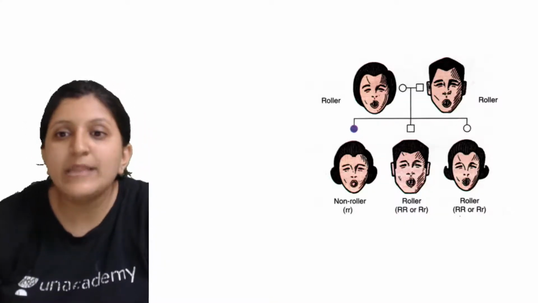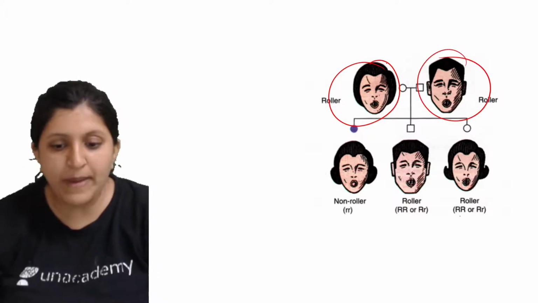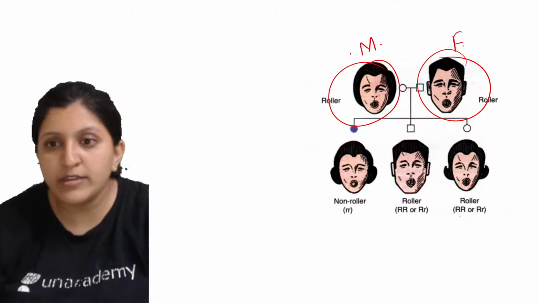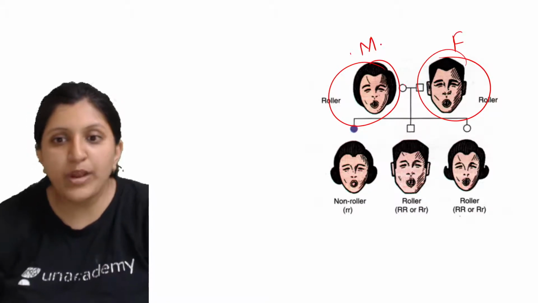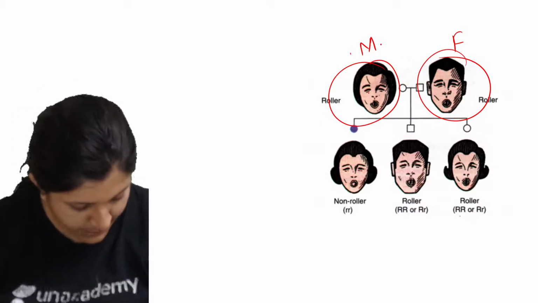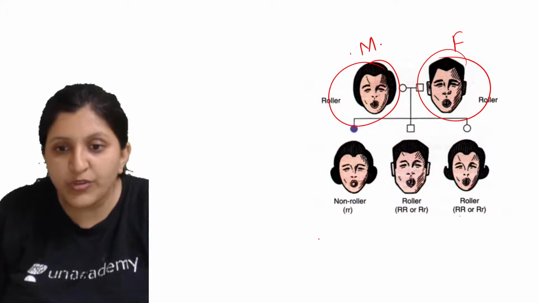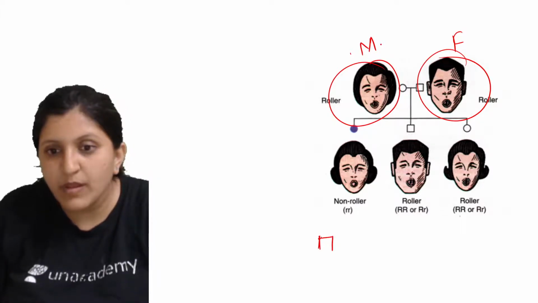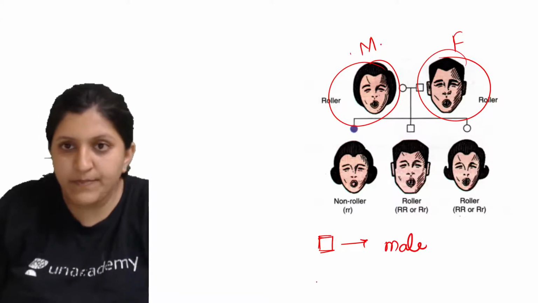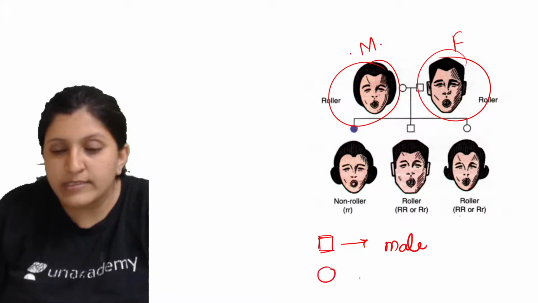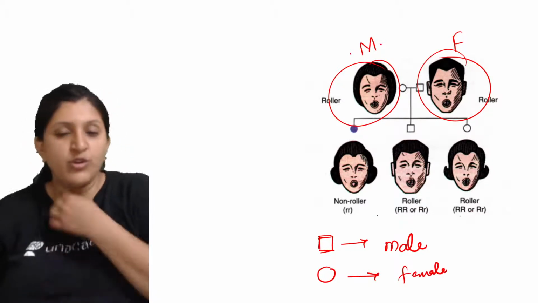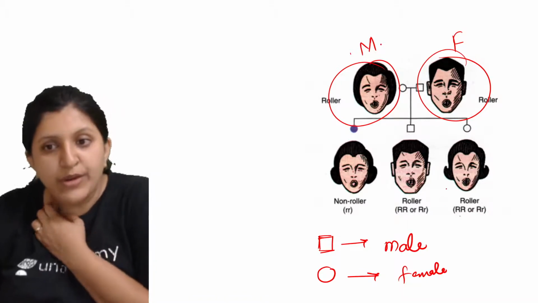You can see that the parents are rollers. Both the parents are rollers, so the mother is a roller and the father is a roller. Now the square will represent the male. If we show it like this, this will indicate that this is female. This is a non-roller, this is a roller and this is a roller.